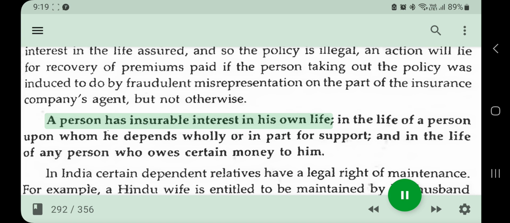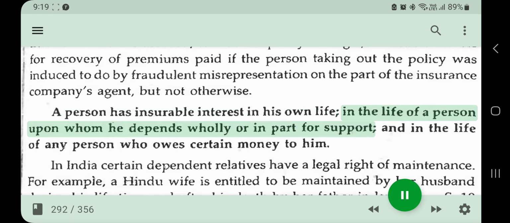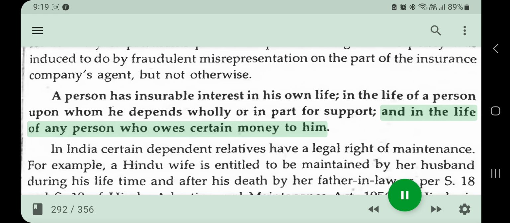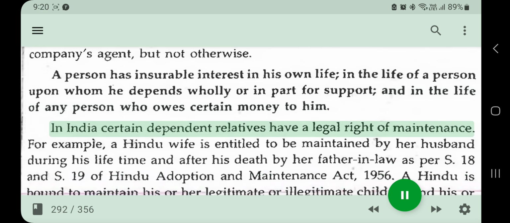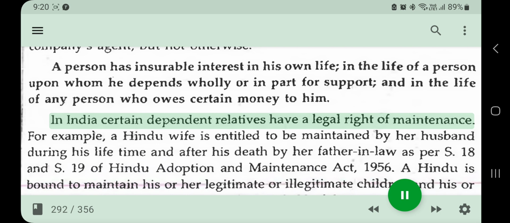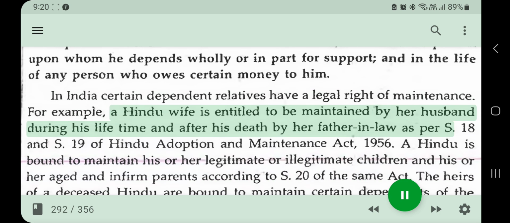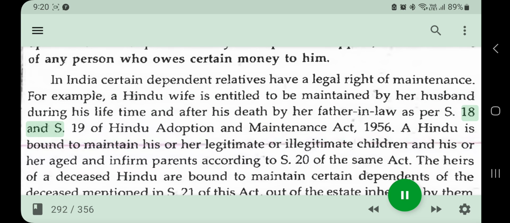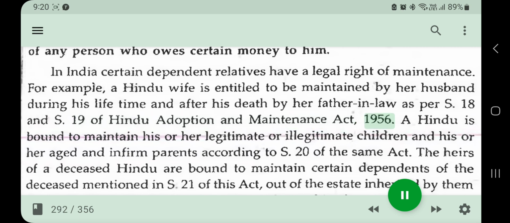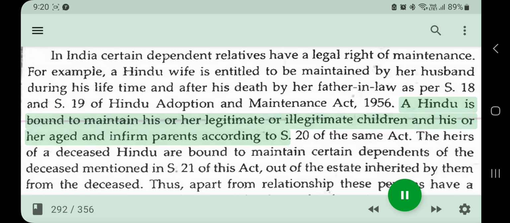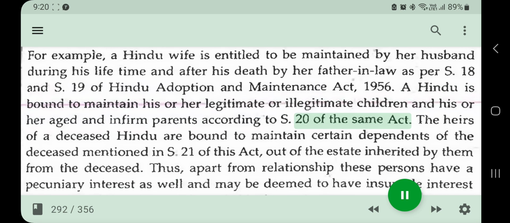A person has insurable interest in his own life, in the life of a person upon whom he depends wholly or in part for support, and in the life of any person who owes certain money to him. In India, certain dependent relatives have a legal right of maintenance. For example, a Hindu wife is entitled to be maintained by her husband during his lifetime and after his death by her father-in-law as per S. 18 and S. 19 of the Hindu Adoptions and Maintenance Act, 1956. A Hindu is bound to maintain his or her legitimate or illegitimate children and his or her aged and infirm parents according to S. 20 of the same Act.